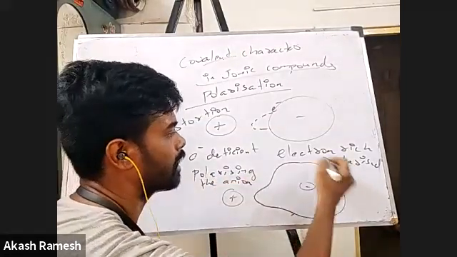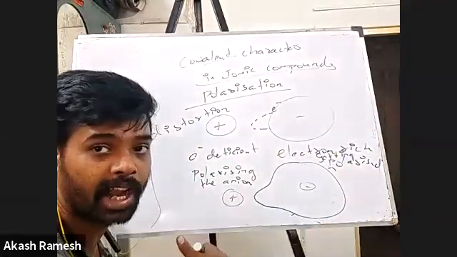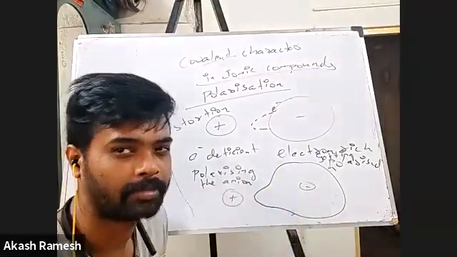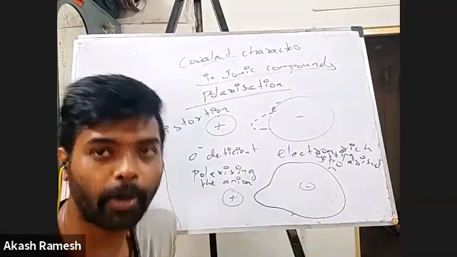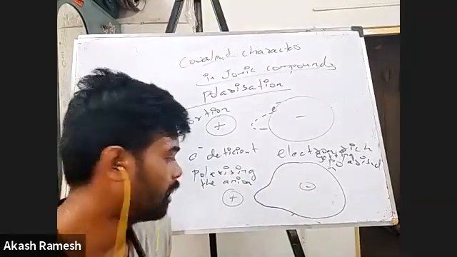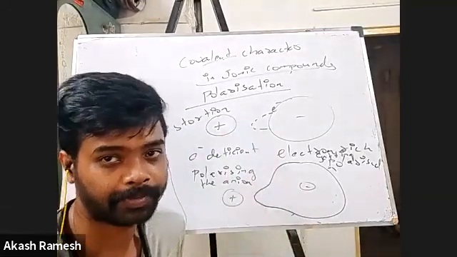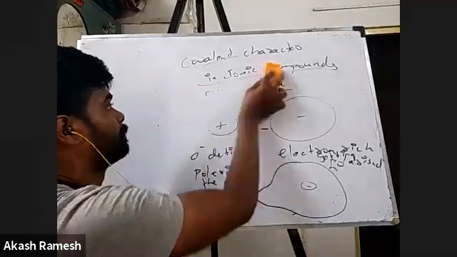I would say they are getting polarized. That is, anions are getting polarized because of the cation, and the cation is polarizing the anion. Hope you understand what I'm trying to tell, right? Who's doing what? The anion is getting polarized, and who's doing that? The cation is polarizing the anion. Very simple to understand.